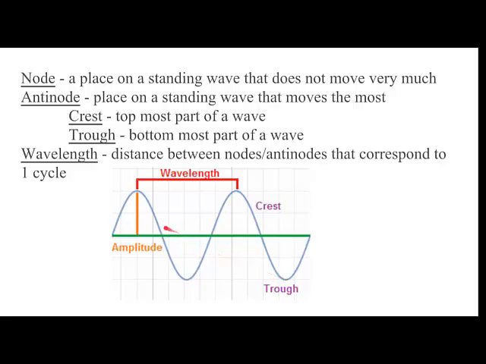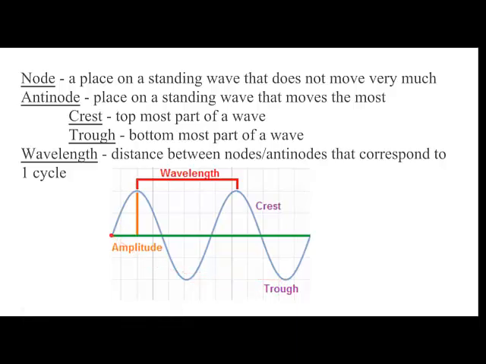A wavelength is the distance between either two nodes, from here to here, or two antinodes, from here to here, that correspond to one cycle. And so, for example, if I look from here, this is one cycle. This is where the wave begins to repeat itself. But to be honest, I could look from here to here. That's where the wave repeats itself as well.